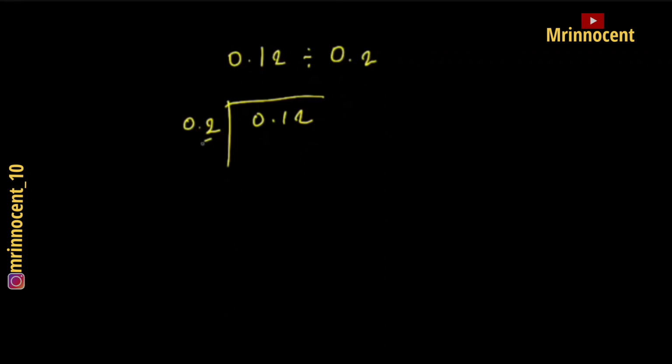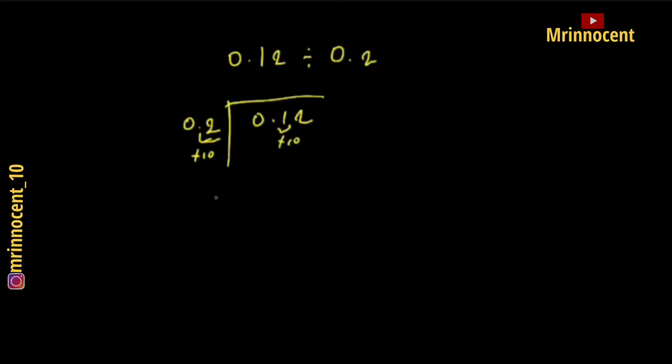We have 0.12 divided by 0.2. So we have 0.12 divided by 0.2. Before you do anything, you have to make your divisor a whole number. So you move the point from left to right, times 10. Move this one from left to right, times 10.